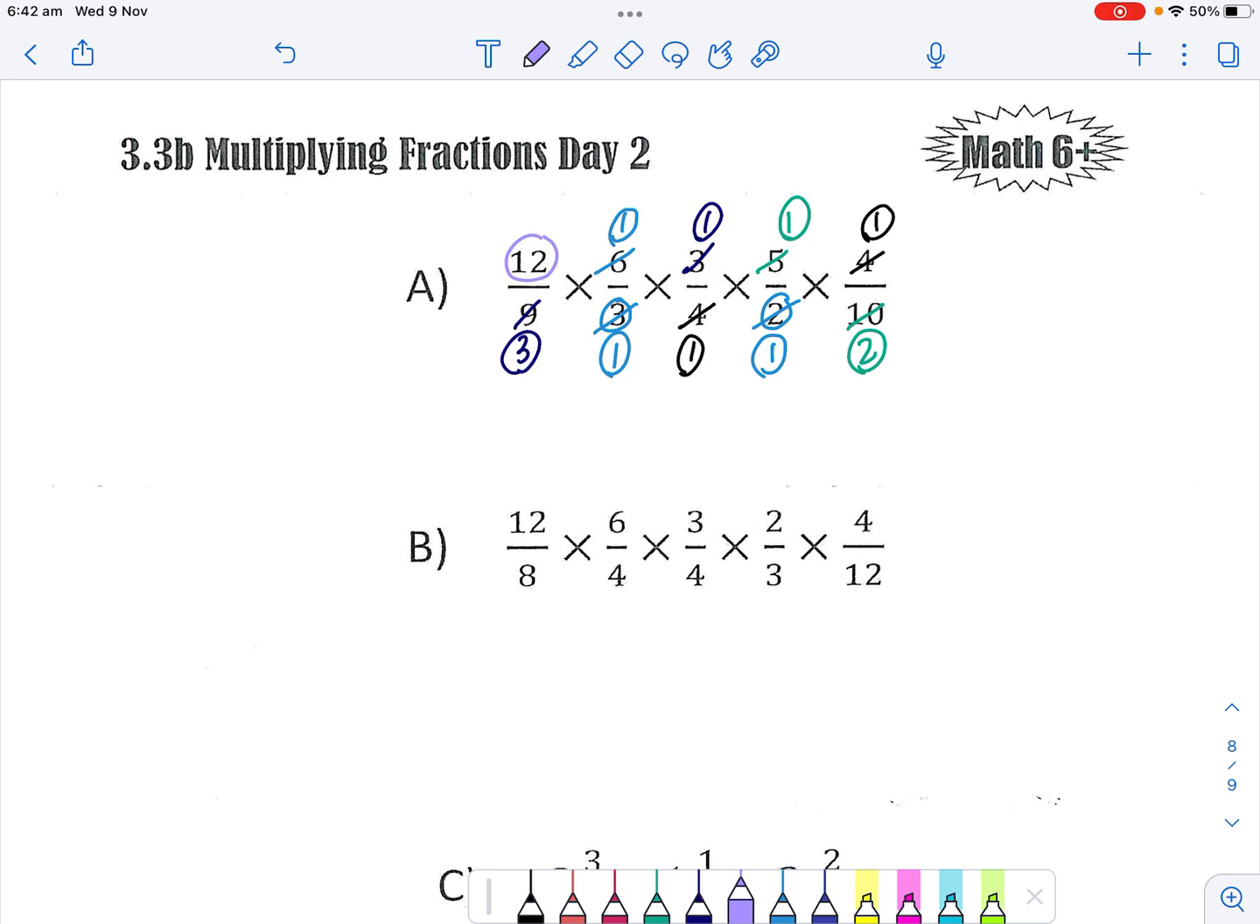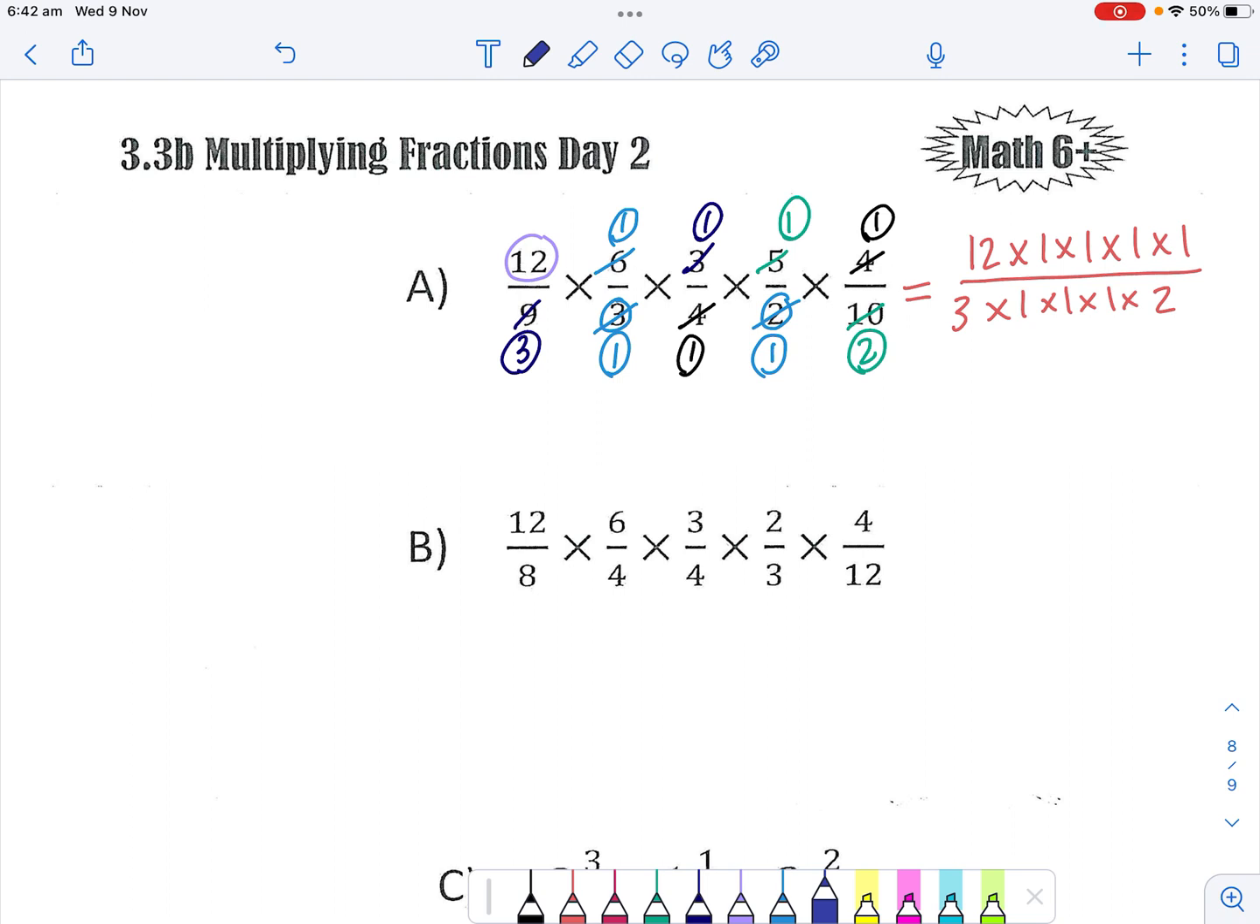And I'm going to rewrite my information. So I've got 12 and then a bunch of 1s on top, and then I've got 3 and then 2 on the bottom. And the last thing that I have to do is make sure that everything that can possibly be cross-canceled has been cross-canceled.